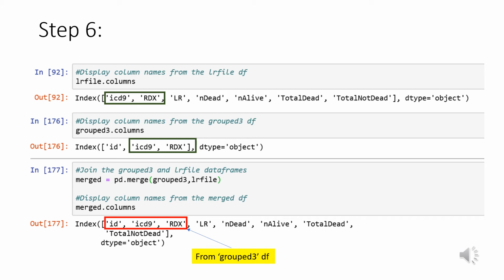In addition, the ICD-9 and the RDX columns appear once in the merged data frame, since they are identical columns found in both the likelihood ratio file and the group 3 data frames, which I've indicated in the green or black squares.